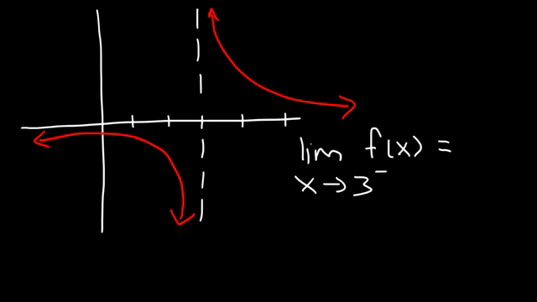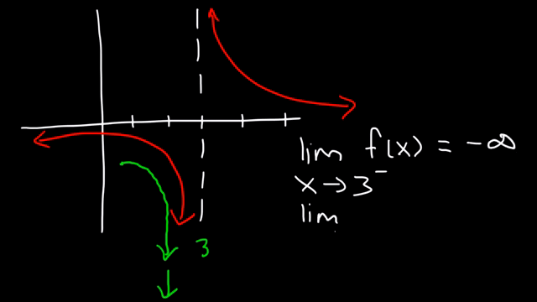So here's 3. It's the vertical asymptote. And as we follow the curve, as we approach 3 from the left side, notice that it doesn't converge to a specific y value. It keeps getting lower and lower and lower. So therefore it goes to -infinity.